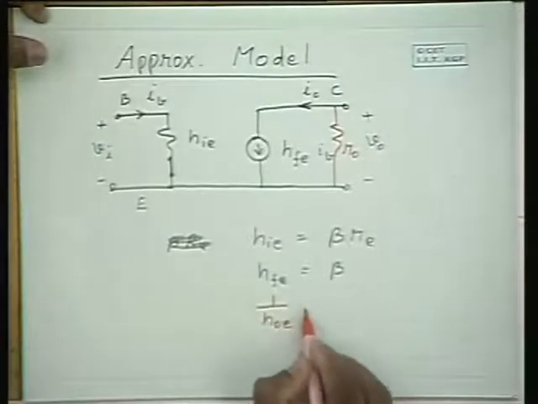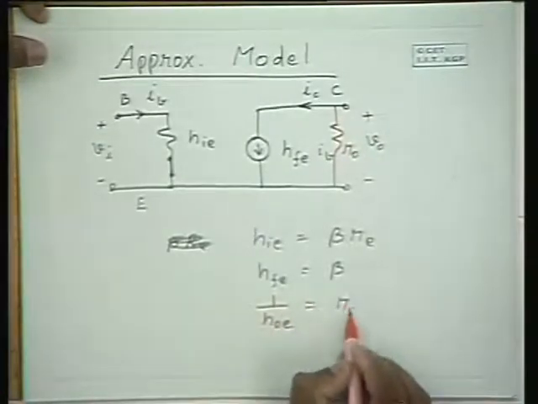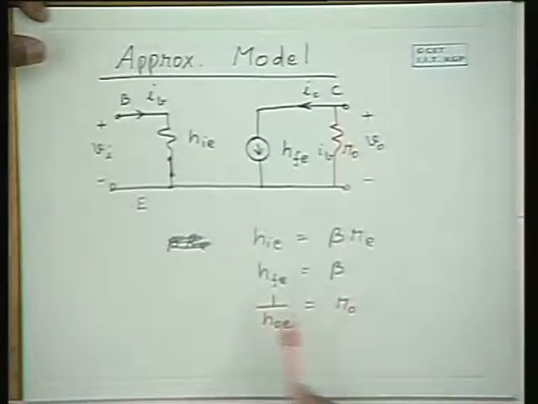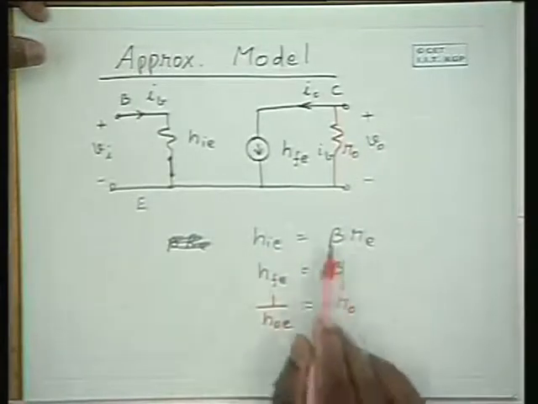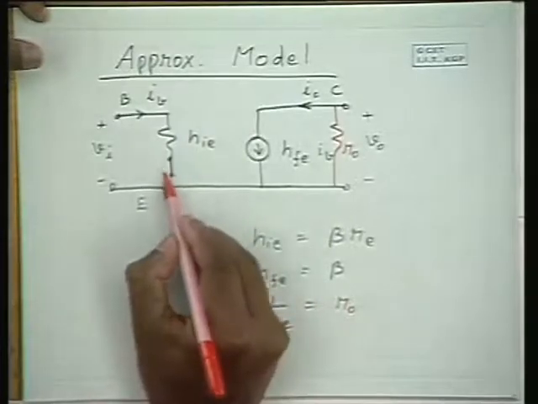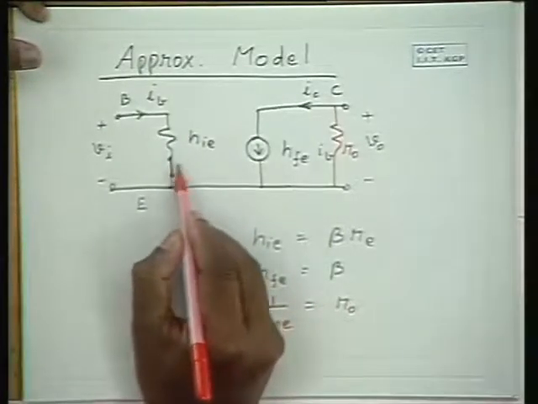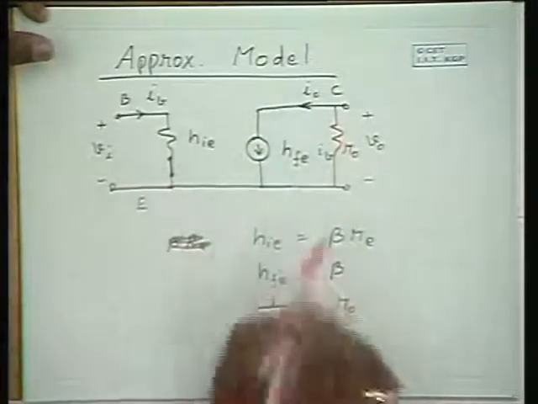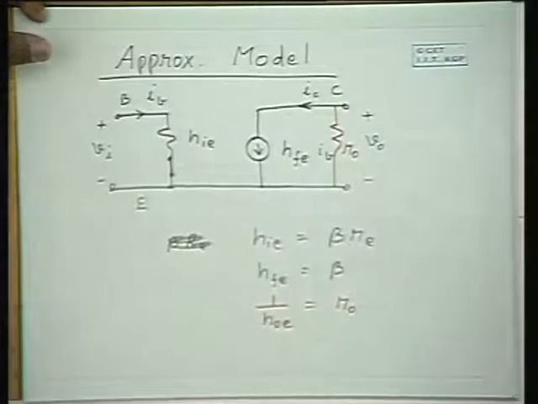1 by HOE is equal to r naught, that is 40K. So this model is the same as the RE model, with these replaced by these quantities. And please note that the accurate H parameter model also includes this reverse voltage ratio, therefore it is more accurate than the RE model.